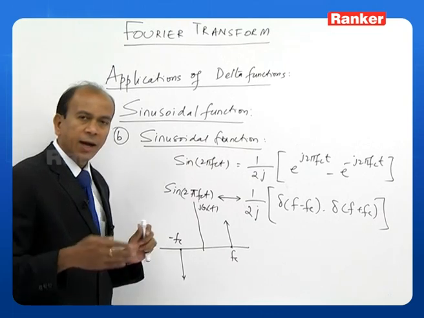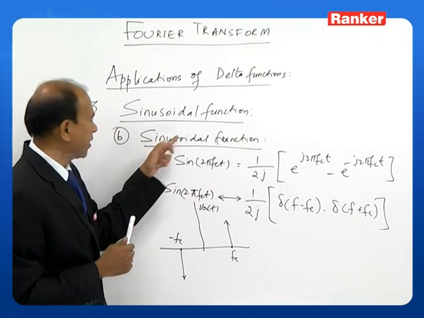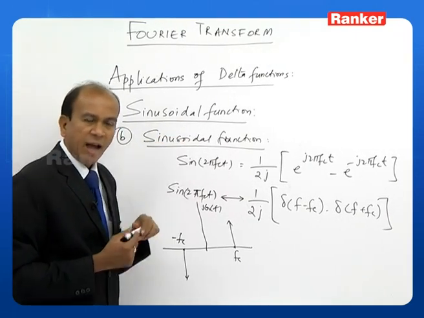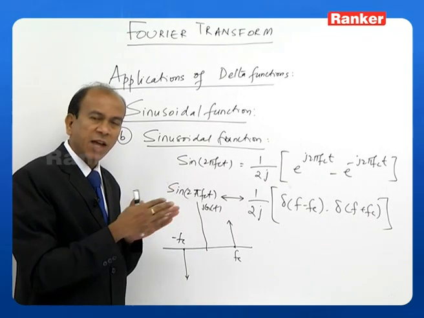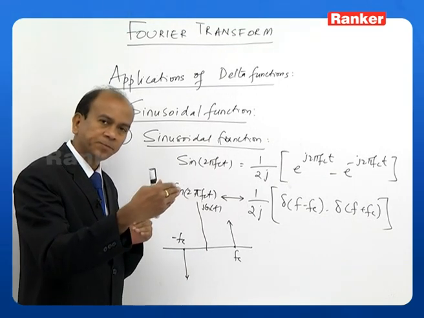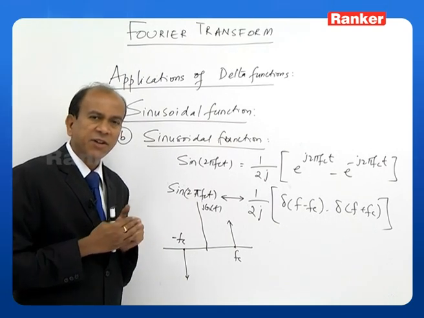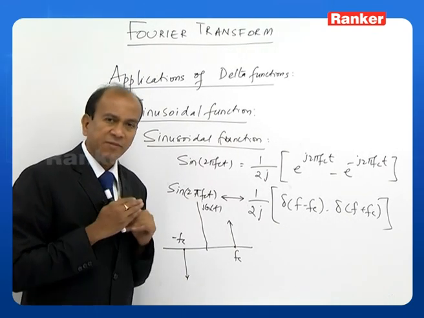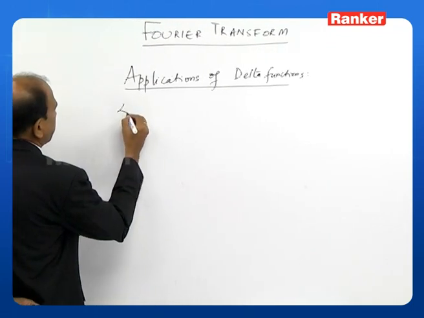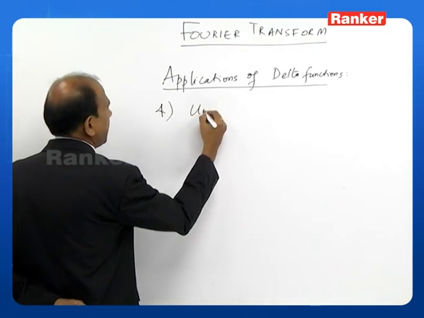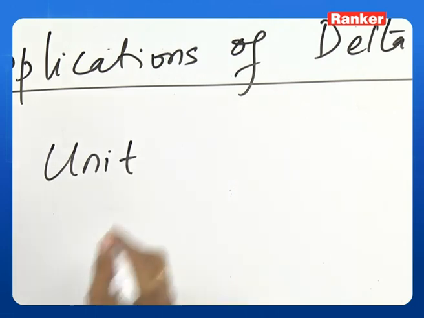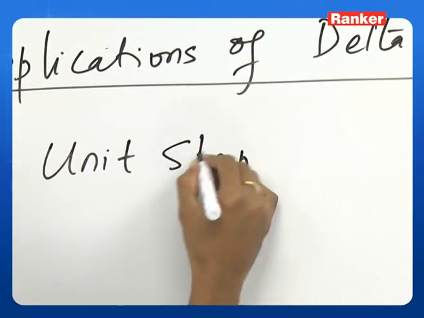So, when I apply the delta function to sinusoidal functions, we can represent a cosine function in terms of delta functions. We can also represent a sinusoidal function in terms of delta functions. Let us see the other application, that is the unit step function.